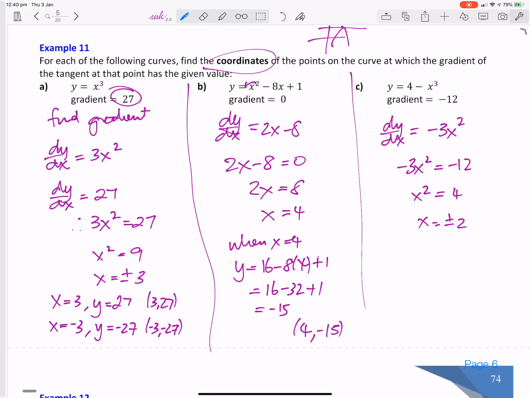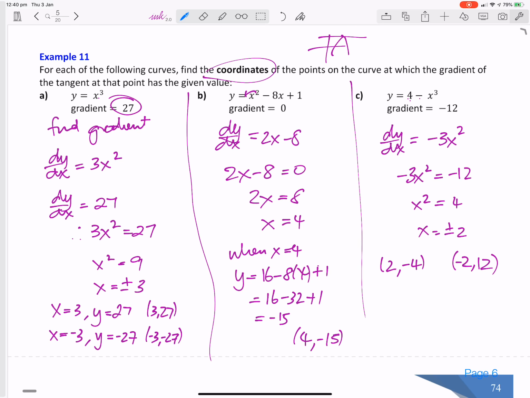We need the coordinates. So 2: when I put 2 into that, I get 4 minus 8, which is minus 4. Negative 2: when I put negative 2 into that, I get 4 minus negative 2 cubed, which is minus minus 8, so 4 plus 8, which is 12. So that's how you find x values of a gradient.